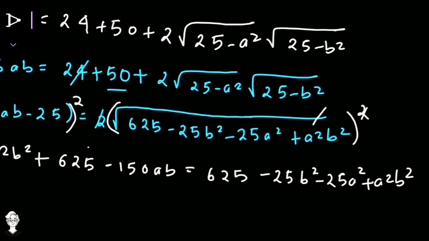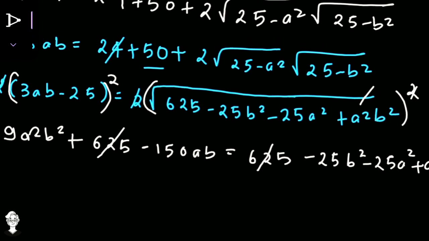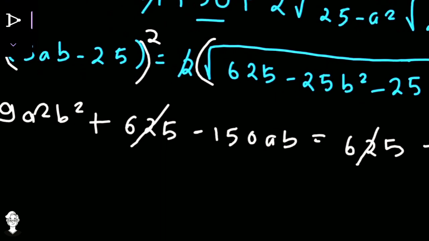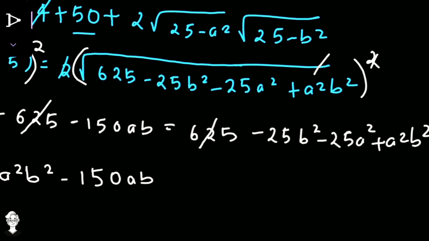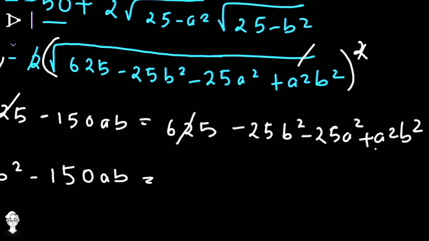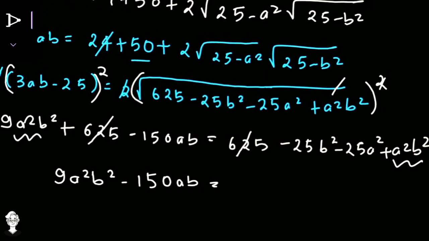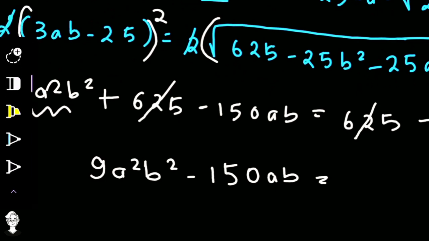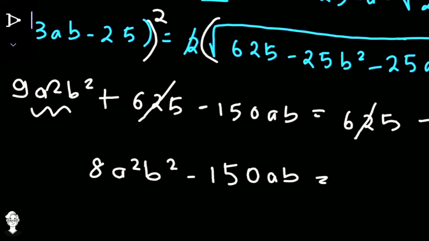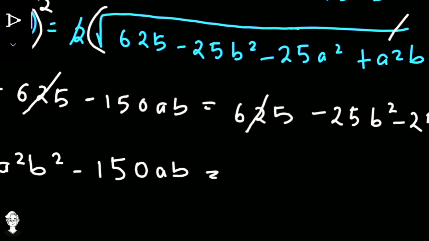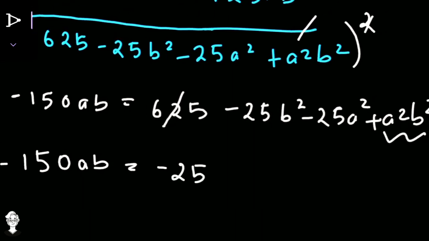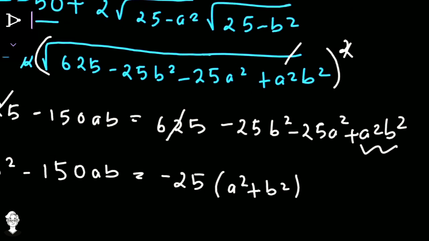Yes. Now 625 got cancelled out. 9 times a square b square minus 150 ab. 150 is there, 150 ab. And that is equal to what? A square b square, which is over here. So it will shift over here. I've just shifted over here. So 9 times a square b square minus a square b square will give me 8 a square b square. So write it over here. 8 times a square b square minus 150 ab, that is equal to negative 25 times (a square plus b square). Both of them negative, so when I've taken negative 25 common, they become addition.